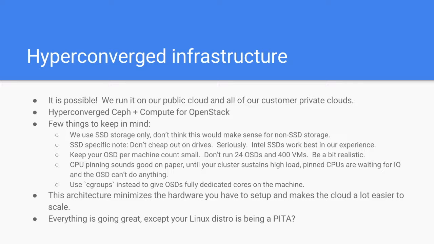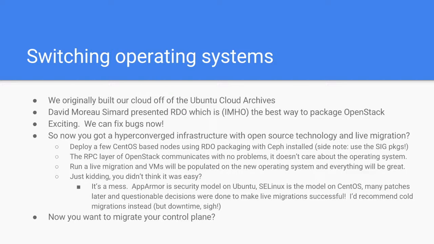And then, let's say you are using a certain operating system and you wanted to switch operating systems, because that's one thing that we did. We originally built our cloud using the Ubuntu Cloud Archives. That's how we started everything. Back when we started, that was pretty much the only packaged way of running OpenStack. So in an OpenStack meetup a few years ago, David presented RDO, and he was like, this is how we do things.